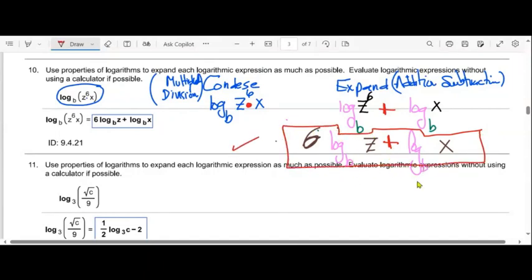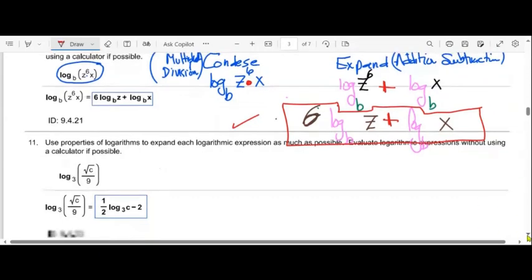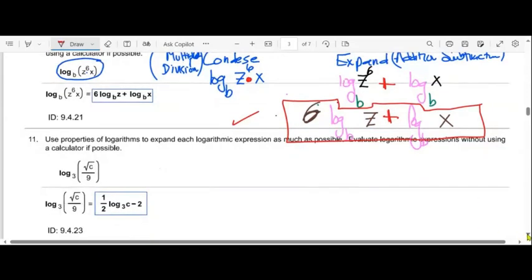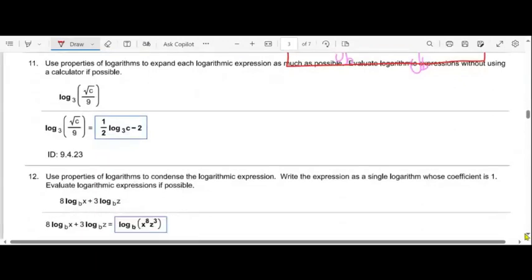Is this clear? Yes. Easy or hard? By practicing, inshallah, everything will be good. All right. Next one. Number 11. Read. Number 11. Use properties of logarithms to expand each logarithmic expression as much as possible. Evaluate logarithmic expressions without using a calculator if possible.